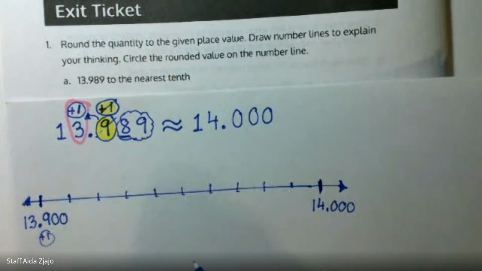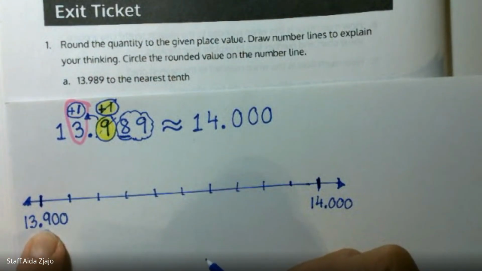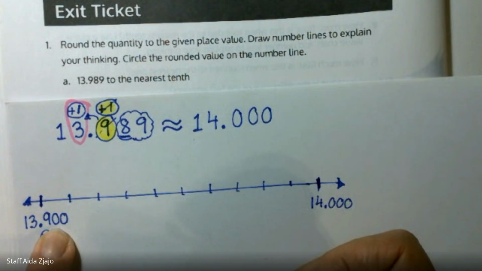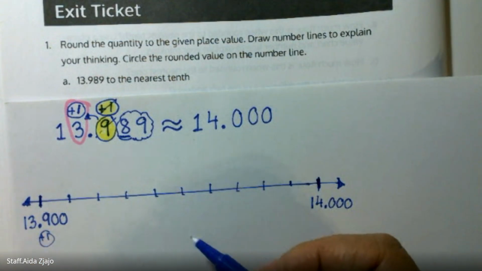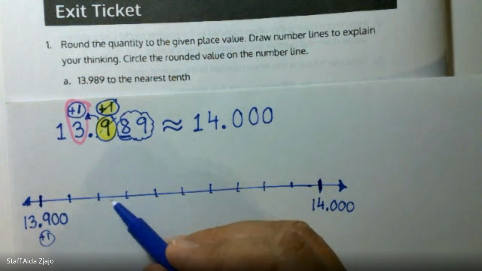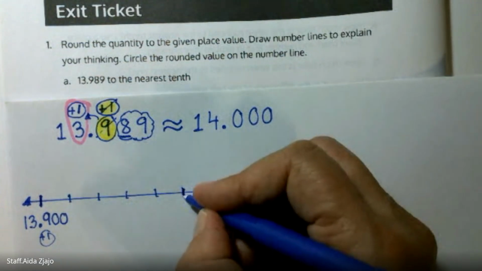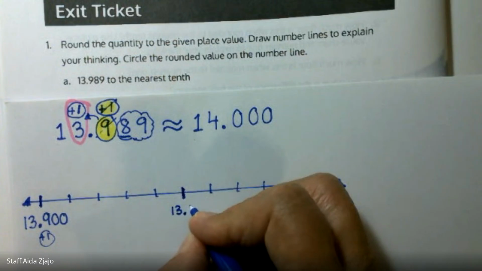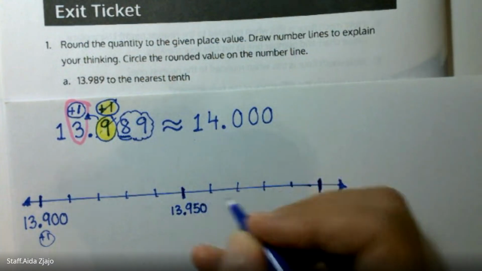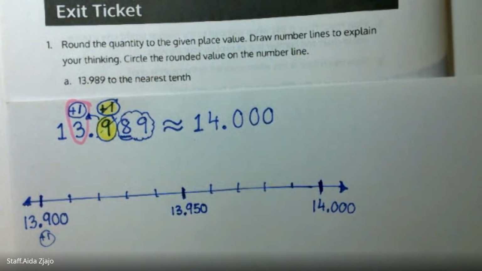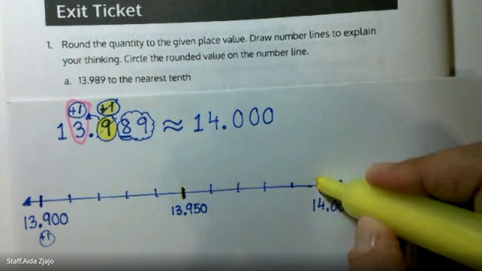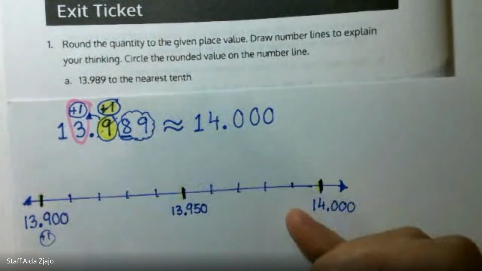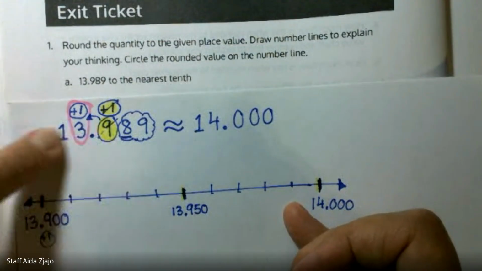And then in the middle would be 13 and 95 hundredths, or 950 thousandths. So if I have 1, 2, 3, 4, 5, right here is the midpoint in between, and here is 13 and 950 thousandths. When I figure out these three spots, then I can fill in between and find the location of this number.